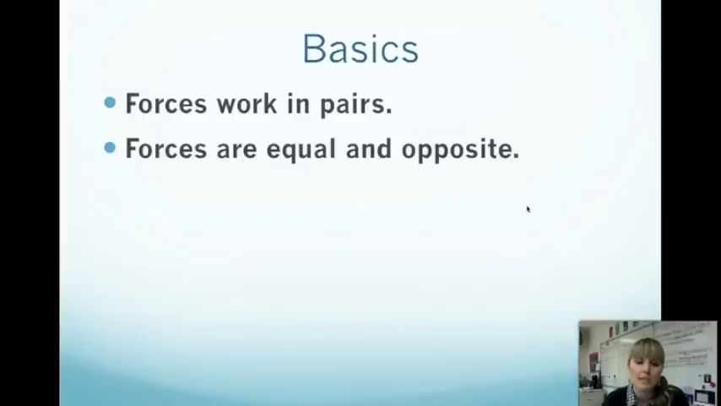So just to review the basics, forces work in pairs. Forces are equal and opposite. So to sum up Newton's third law, it is for every action, there is an equal and opposite reaction.